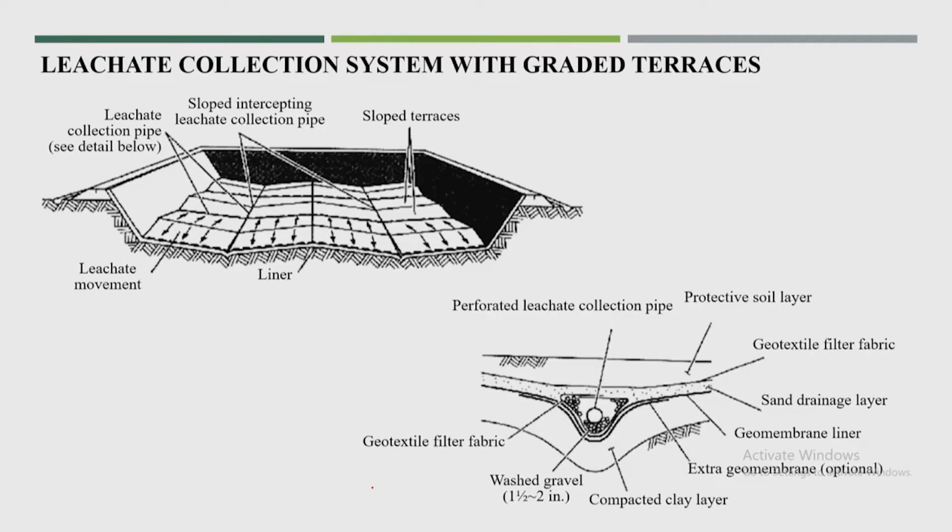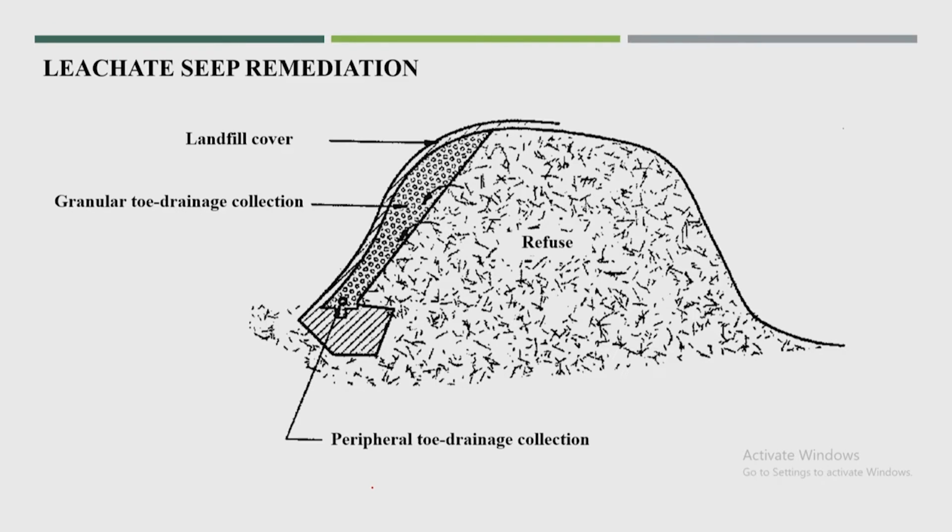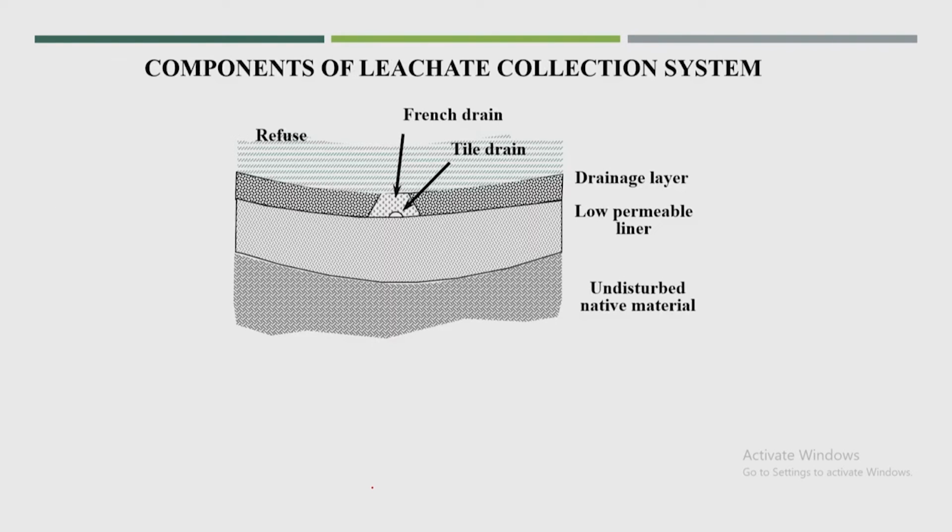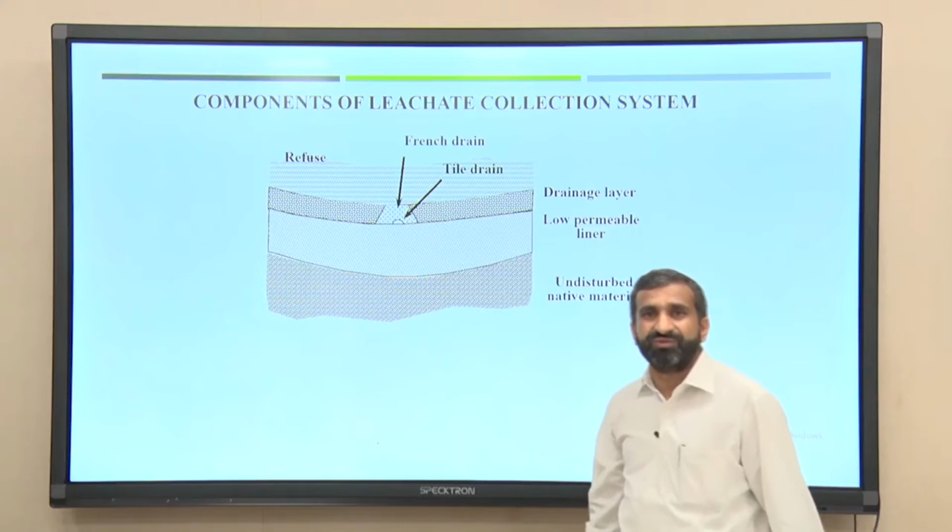So, this is one more leachate collection pipe. So, this is how it is getting injected. So, this is also toe drainage collection. Peripherally also we can put it, rather than in between. This is also one view we can see. So, nearby this is a low permeable layer, this is the drainage layer, and then the refuse, and the fine particles will not enter this area. So, that clogging will not be a major issue.